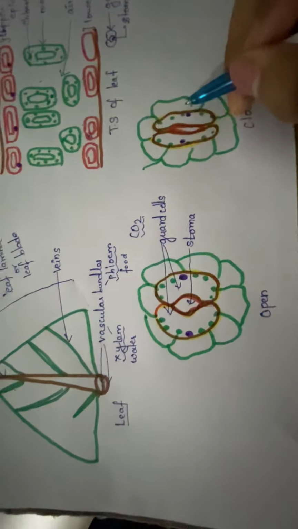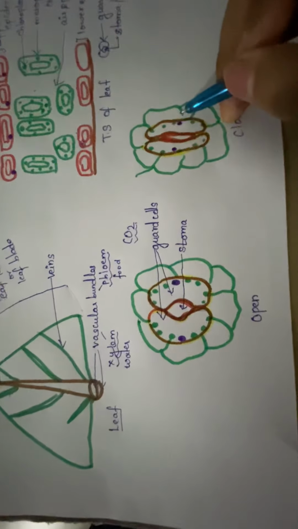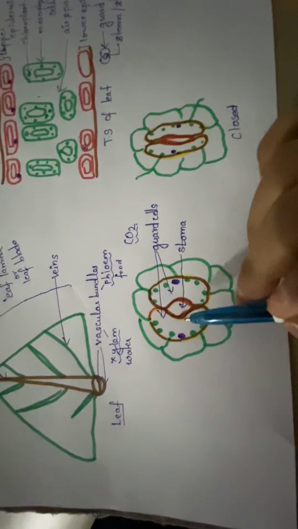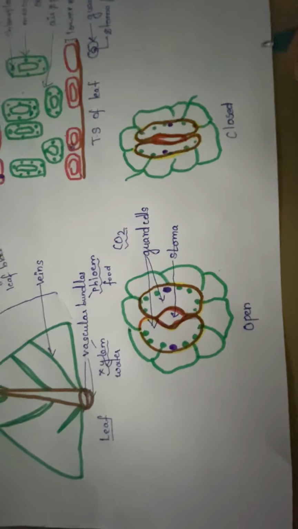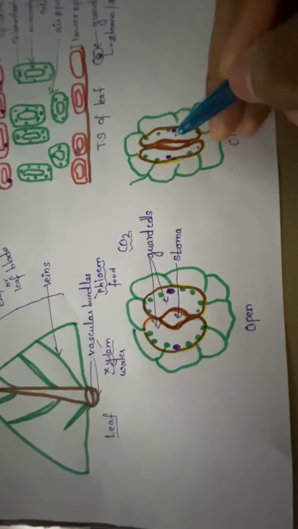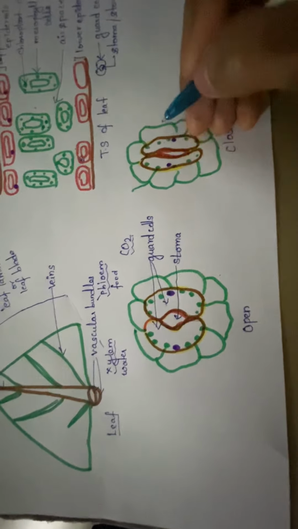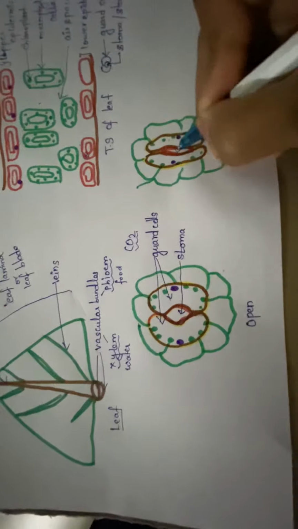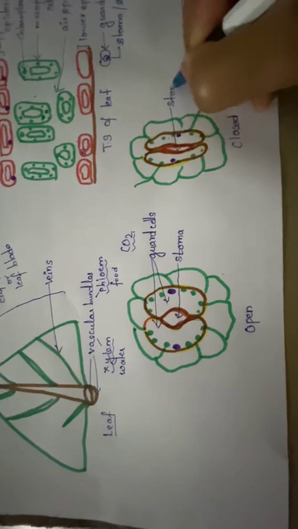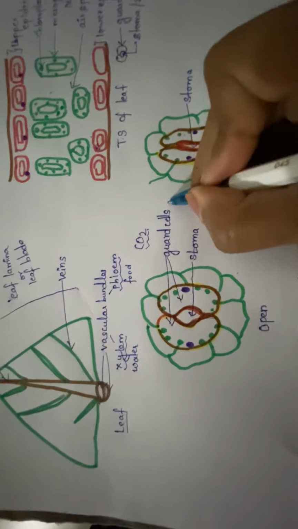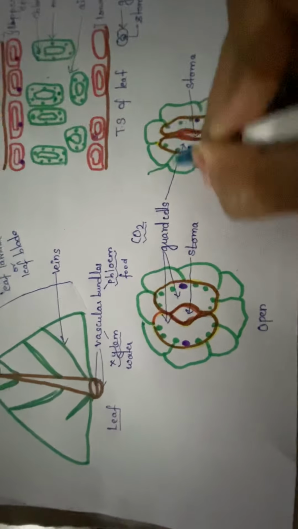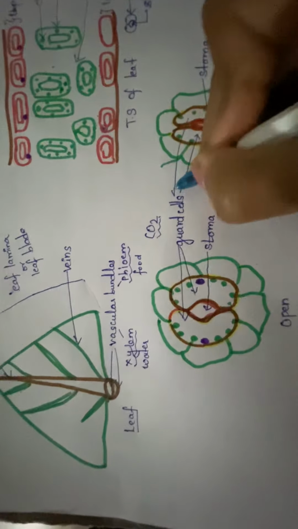Similarly, when there is excess of water present in the body, the stomata is also meant for removal of excess water from the plant body through transpiration. So when there is excess of water present, the plant loses water through stomata. When it loses water through stomata, these guard cells shrink, and that leads to closure of the stoma. So this is how the opening and closure of stoma is maintained.